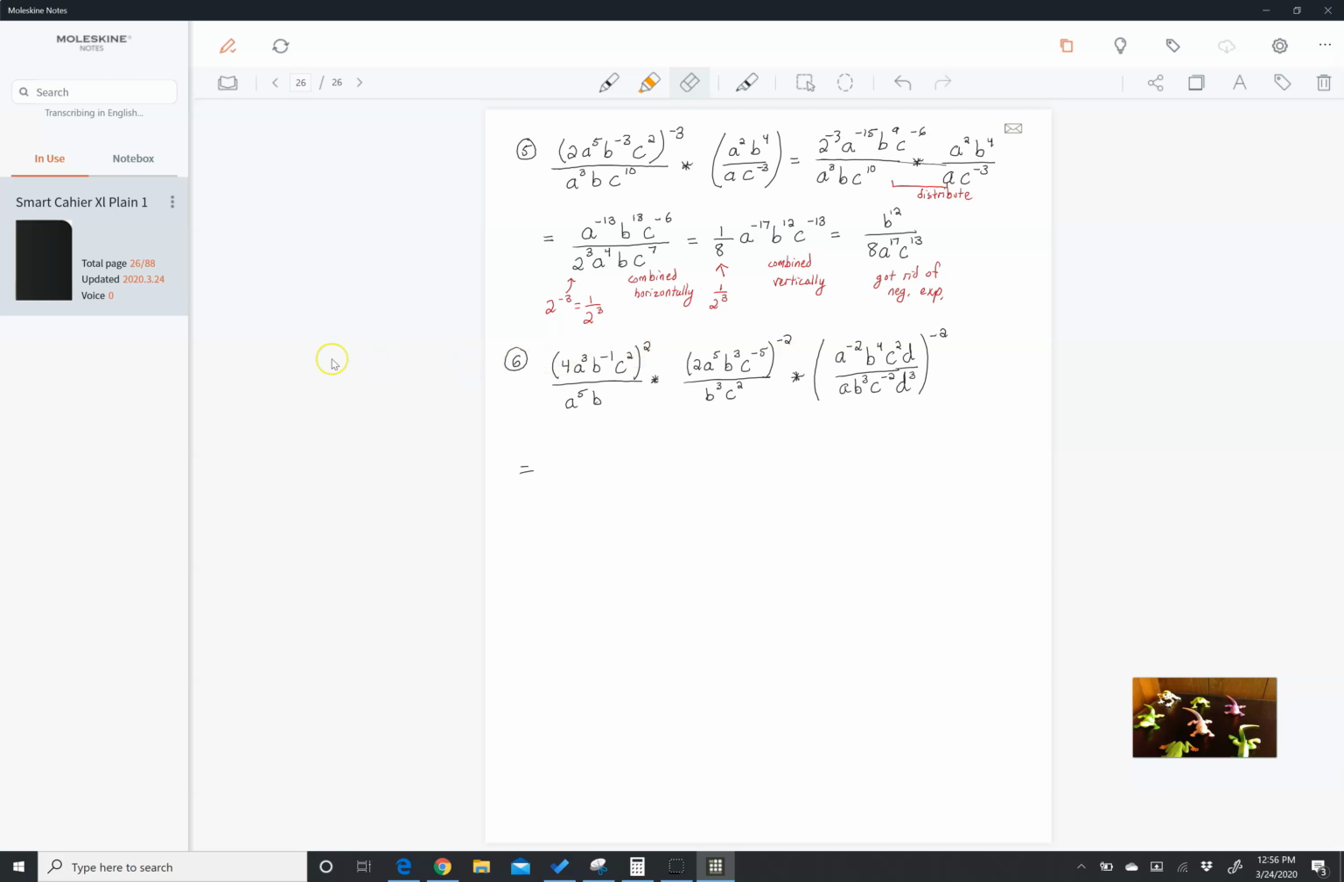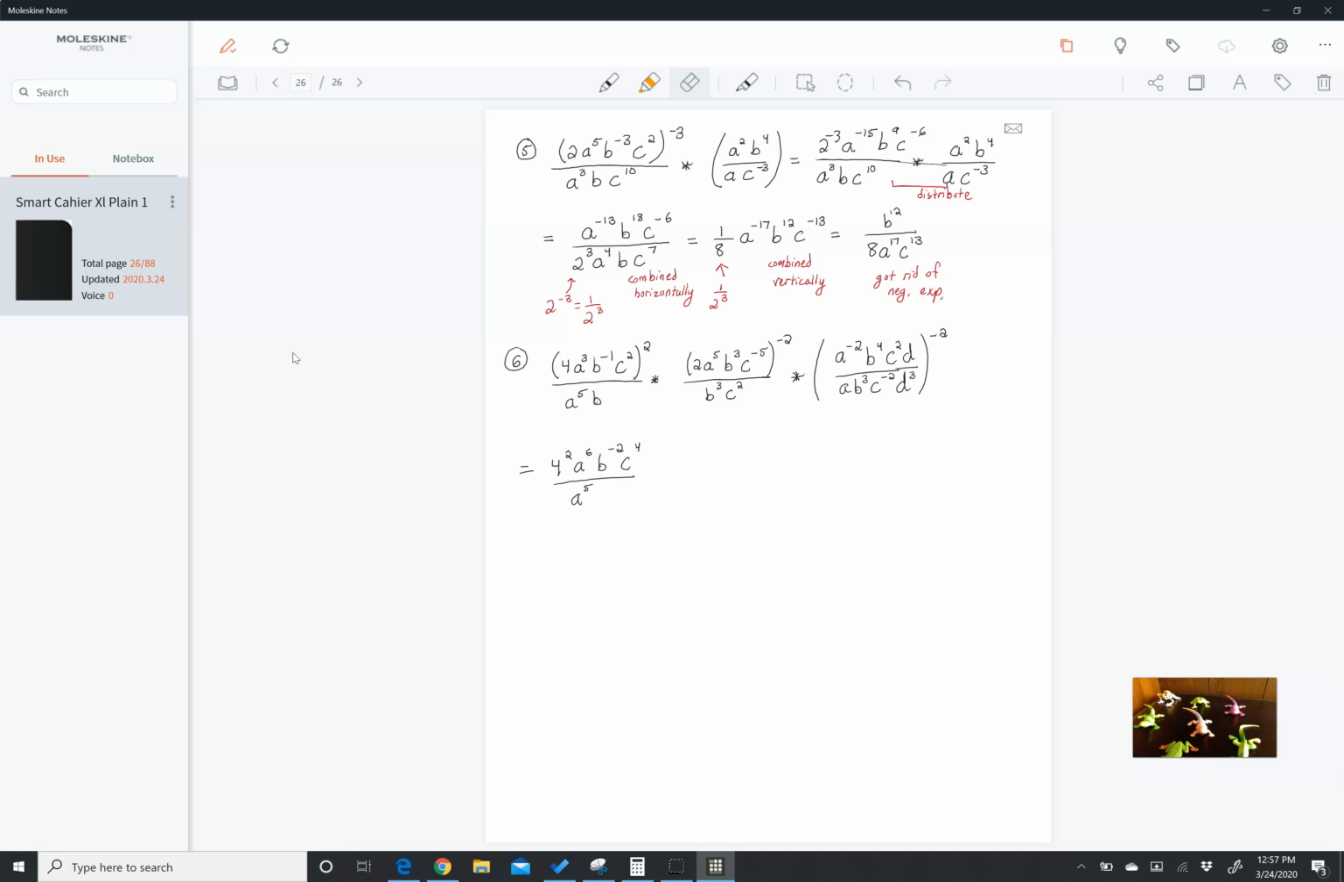So we're going to distribute this 2. That gives us a 4 squared. Don't multiply. These get multiplied. a to the 6th, b to the negative 2, c to the 4th. If you haven't paused this to try it on your own, please try it on your own. Pause it.